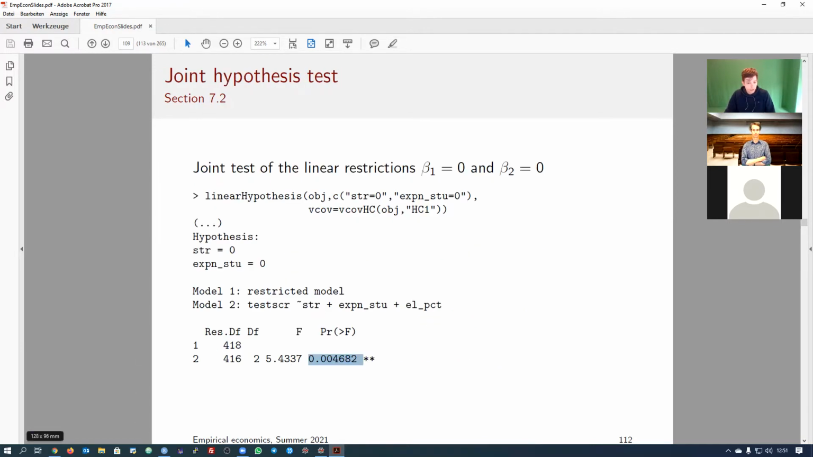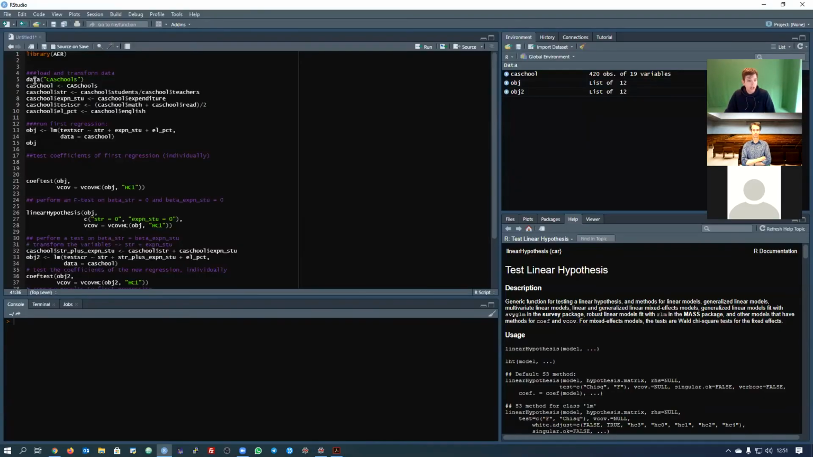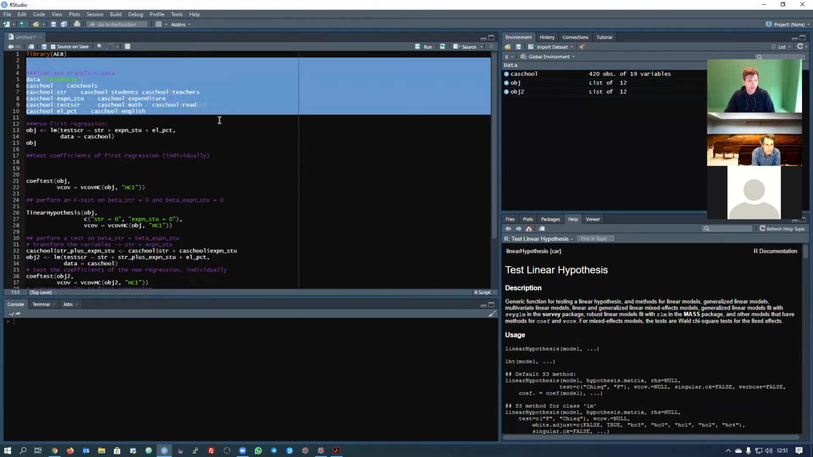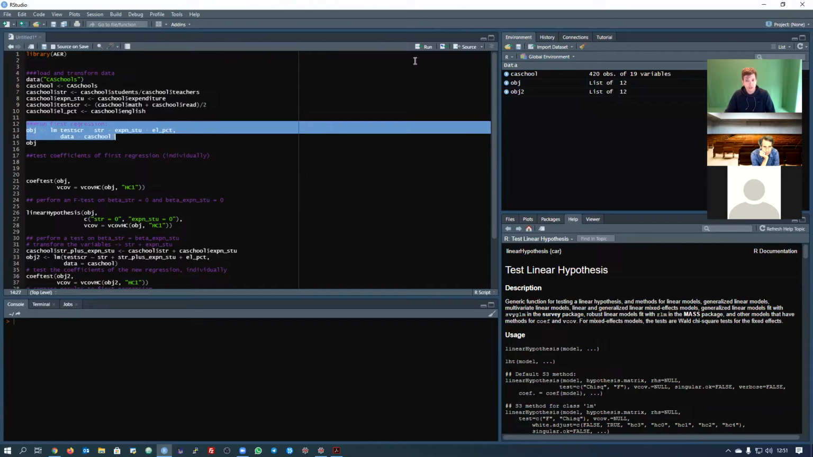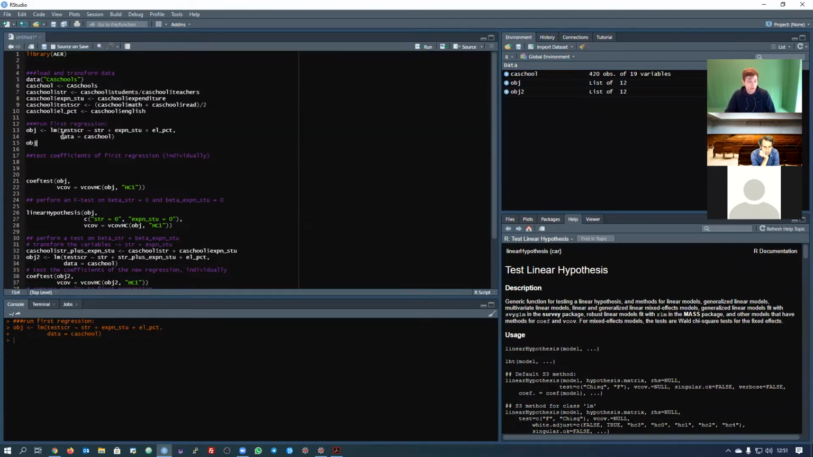Let's have a brief look directly at how we can do that in R, or how our response looks when we run this code. Just ignore these first couple of lines, they just load and transform the data. And then we run our regression and do that live. We run the regression with test score tilde STR plus expenditure per student plus ELPCT. And our data is from this CA school object up here.